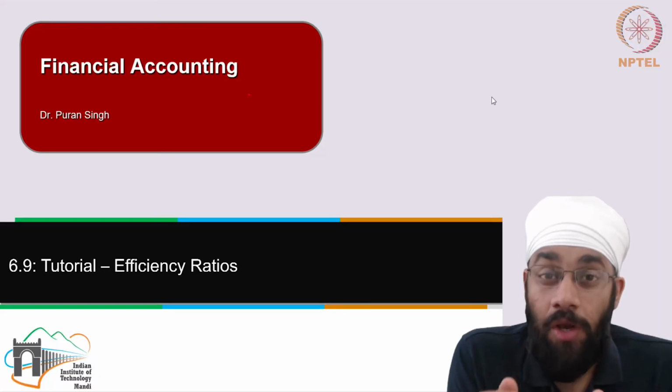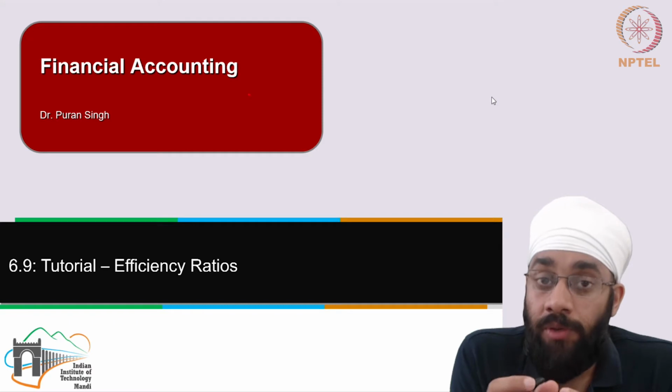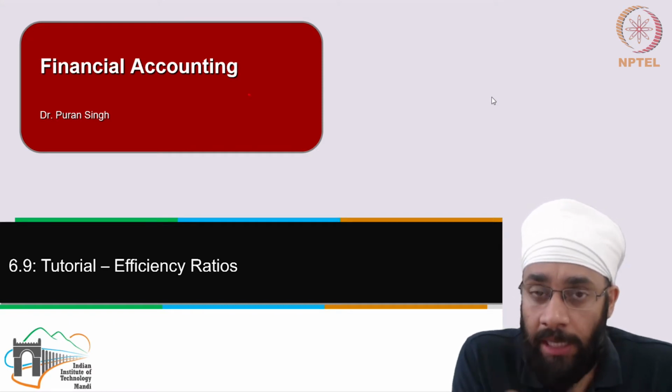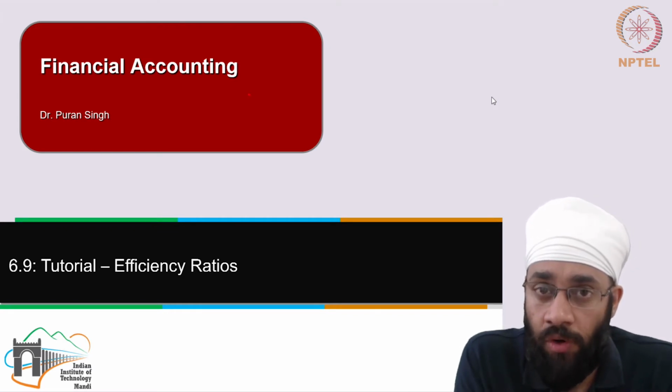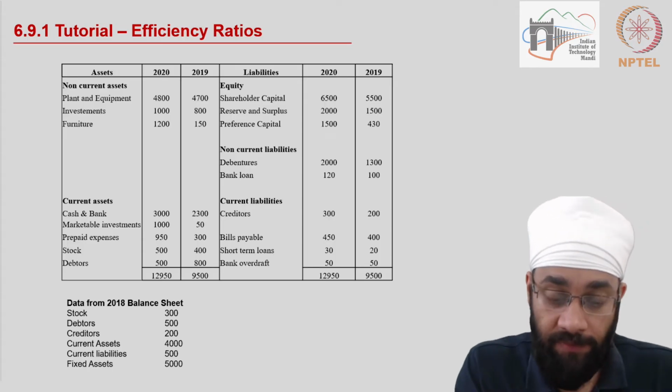Welcome to this tutorial on efficiency ratios. In this video, we are going to take the same set of balance sheet and income statement and calculate the 5 indicators of efficiency of operations of the business. Let us look at the statement first.